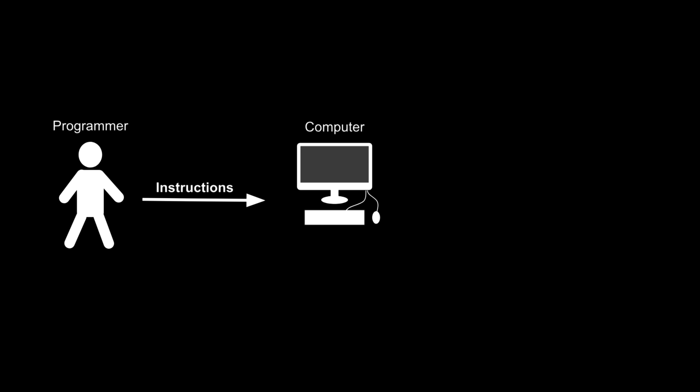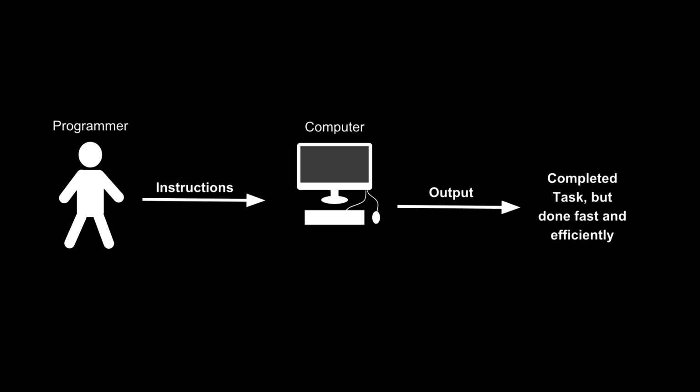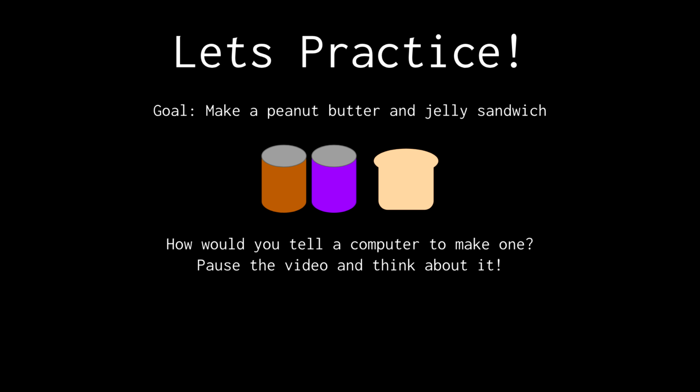Well, that's where programmers and programming come in. As a programmer, it is our job to give computers the instructions that they need to succeed in the tasks that we want them to complete. So let's practice this. Feel free to do this exercise on a piece of paper or in your head. Our goal here is to make a peanut butter and jelly sandwich. What instructions would you give the computer in order to tell it how to make a peanut butter and jelly sandwich? Feel free to pause the video here and think about it though.